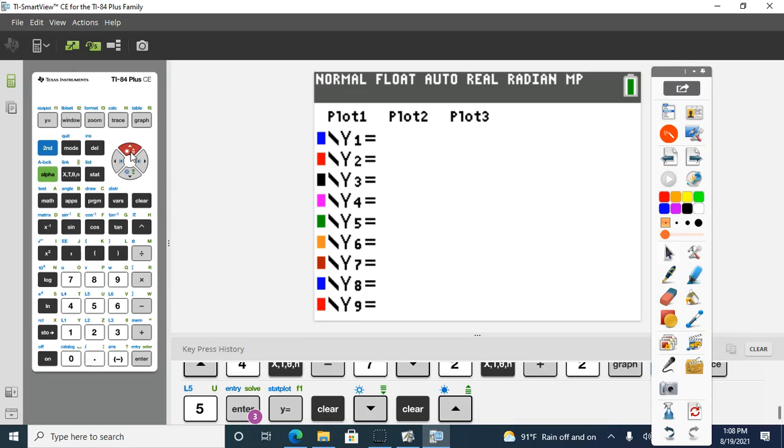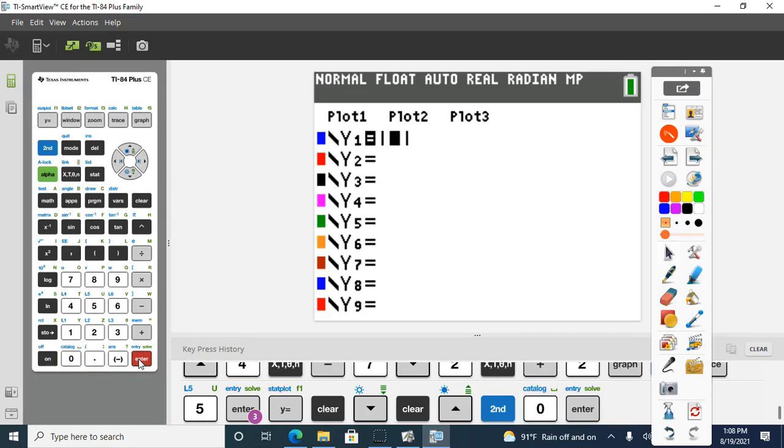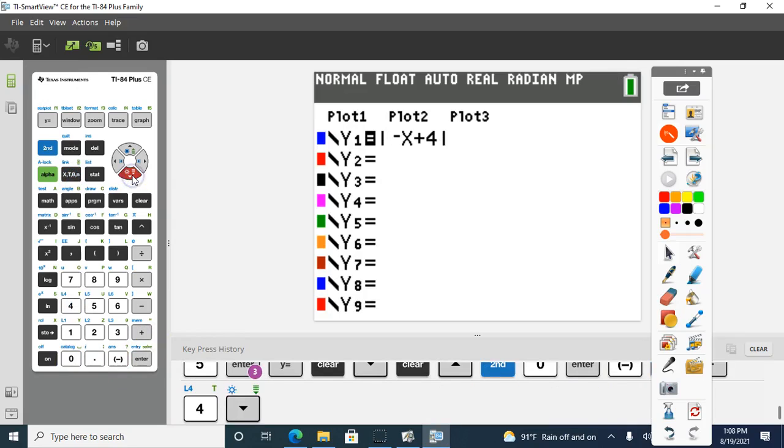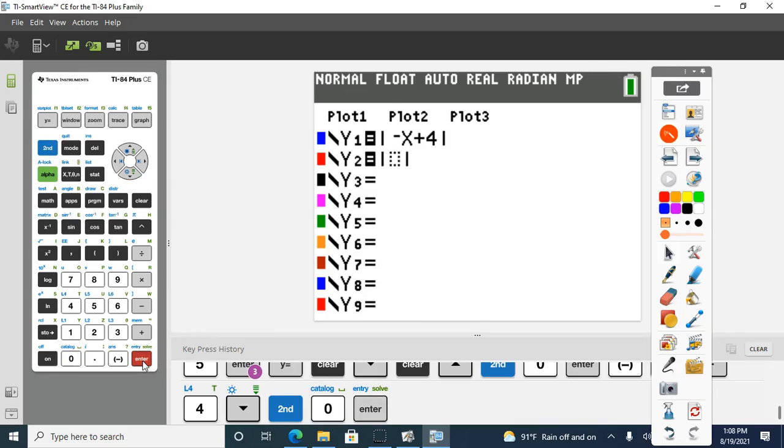So, the first one, how do I get absolute value on my calculator? Second zero. ABS is the very first one. And then on the left side, we're typing in negative x plus 4. And on the right side, we are typing in absolute value again, but this time it is 2x minus 11. Graph.